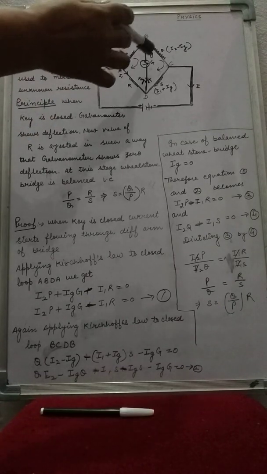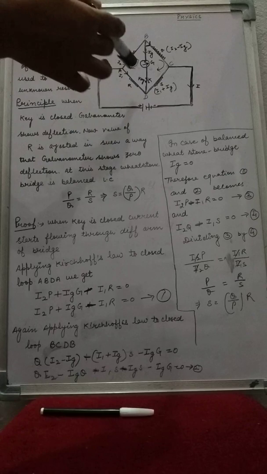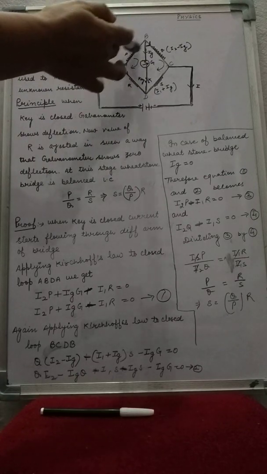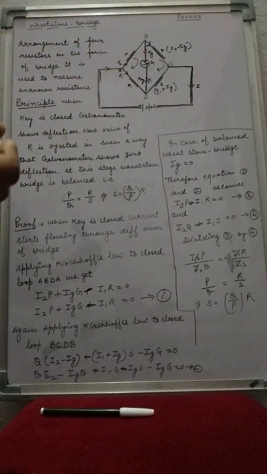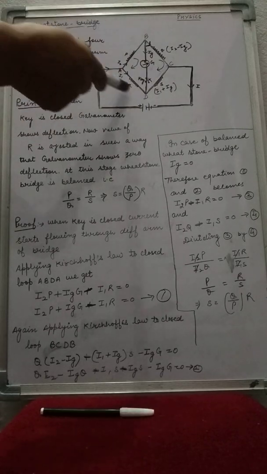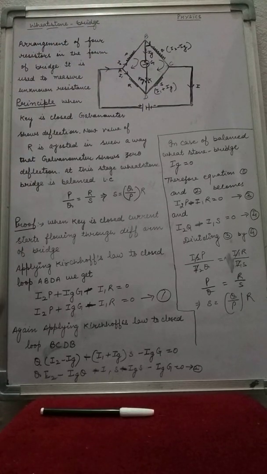Wheatstone bridge is the arrangement of four resistors, that is P, Q, R and S. Four resistors are arranged in the form of a bridge and this is called Wheatstone bridge. Now how does it work, where is it used, what is the use of this Wheatstone bridge?